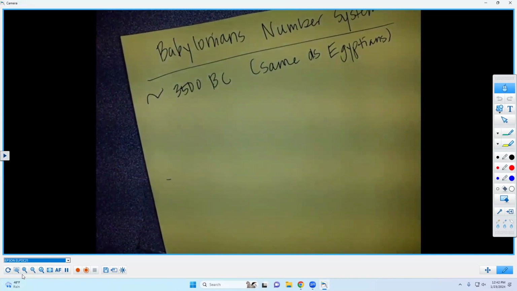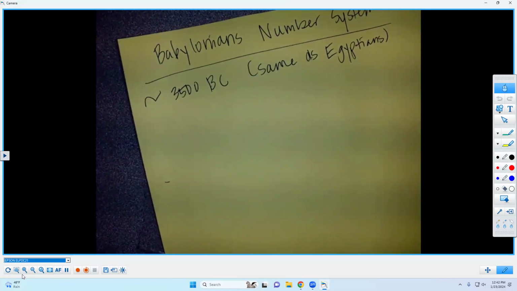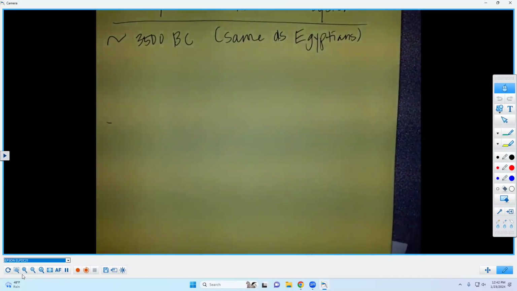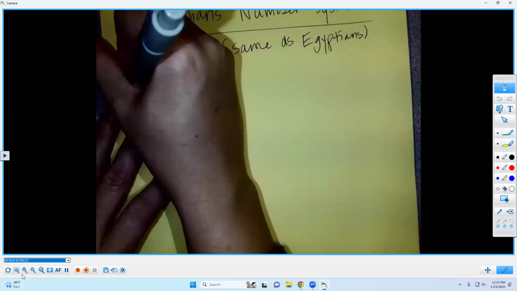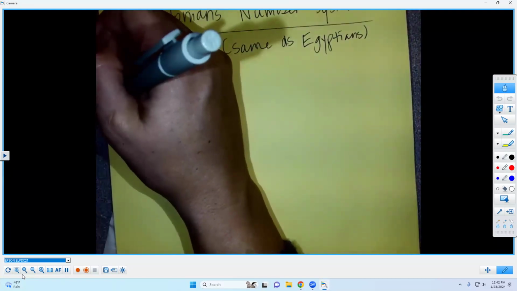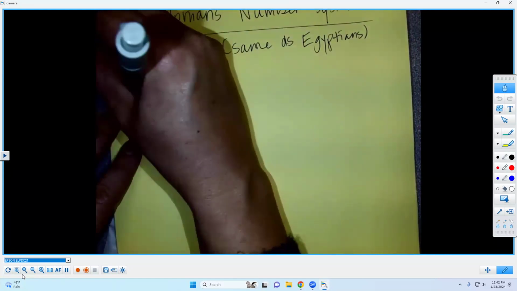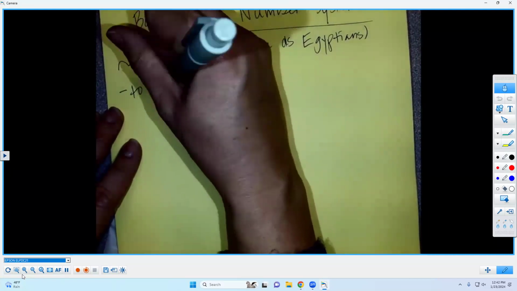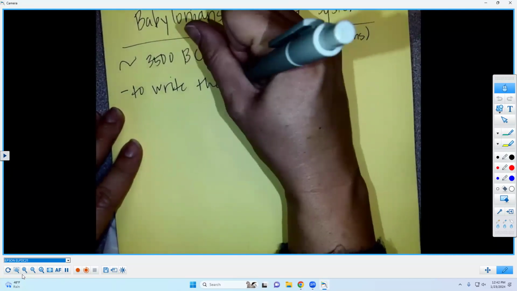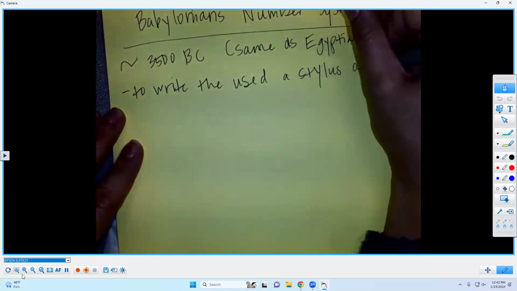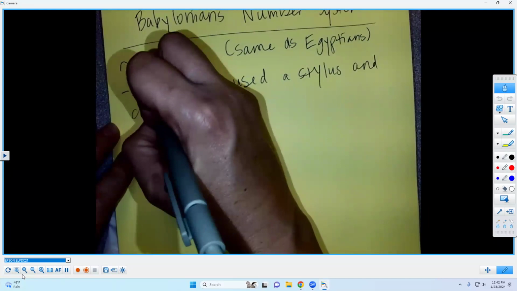One of the differences between the Babylonians and the Egyptians is what they wrote with. The Egyptians carved into stone, and then once they moved past that, they wrote on papyrus. The Babylonians did not carve into stone. They had clay tablets, and to write, they used a stylus and clay tablets.